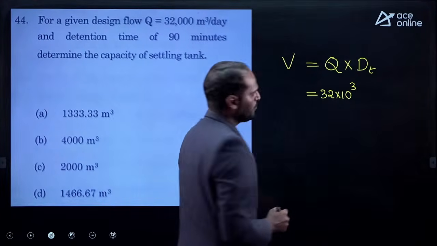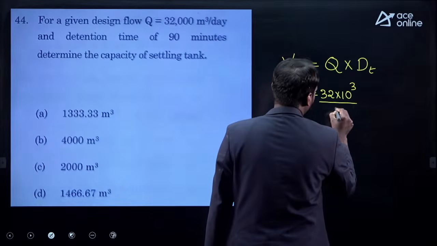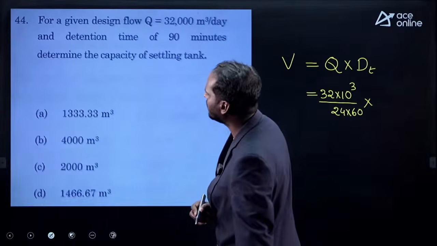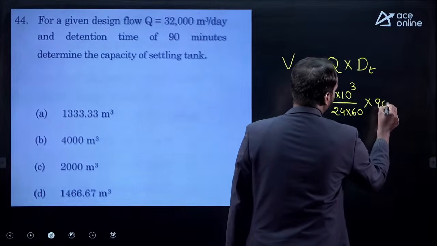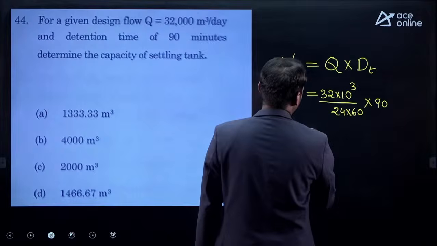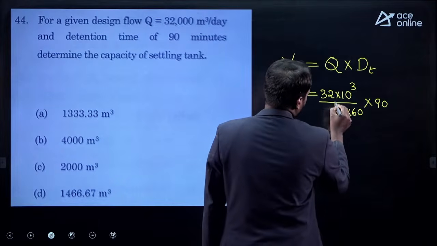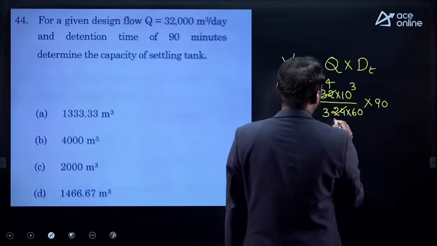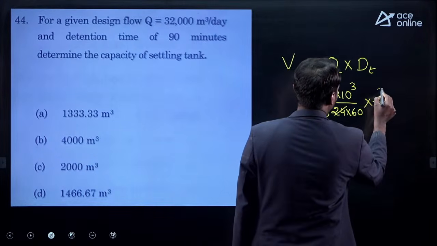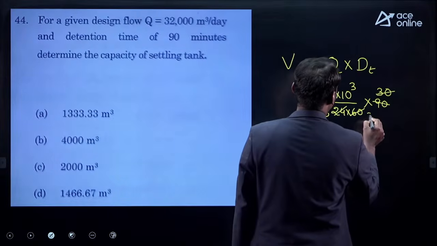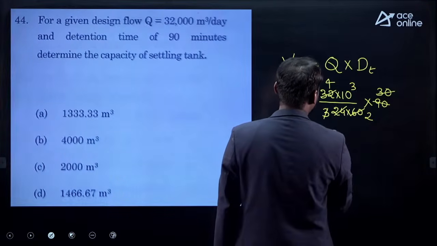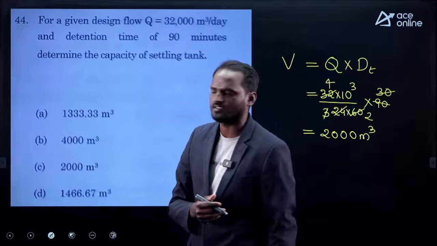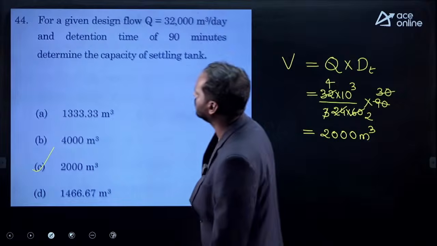I am converting this into meter cube per minute. This is in meter cube per day, 1 day is 24 hour, 60 minute. Multiply with the detention time given, 90 minutes. It will give you a direct meter cube answer, right? If you calculate, you will get 2000. 2000 is the answer, right? 2000 meter cube. With simple calculation in less than 30 seconds you can answer, right? This is option C, very easy question.